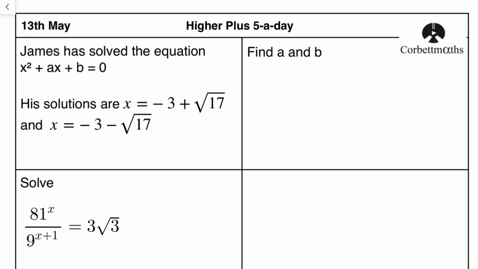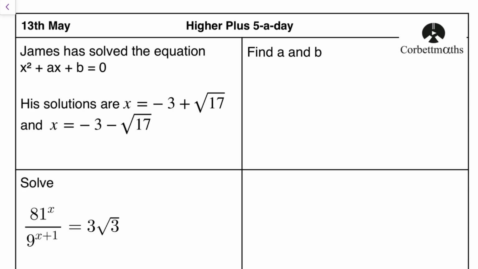So James has solved the equation x squared plus ax plus b. I like this one because they haven't put the b and the c there. They've called it a and b, so slightly different, so just be careful. His solutions are this and this, so obviously the point is that one is the negative of the other, so in other words, we've got a negative and positive here. And then it says find a and b.